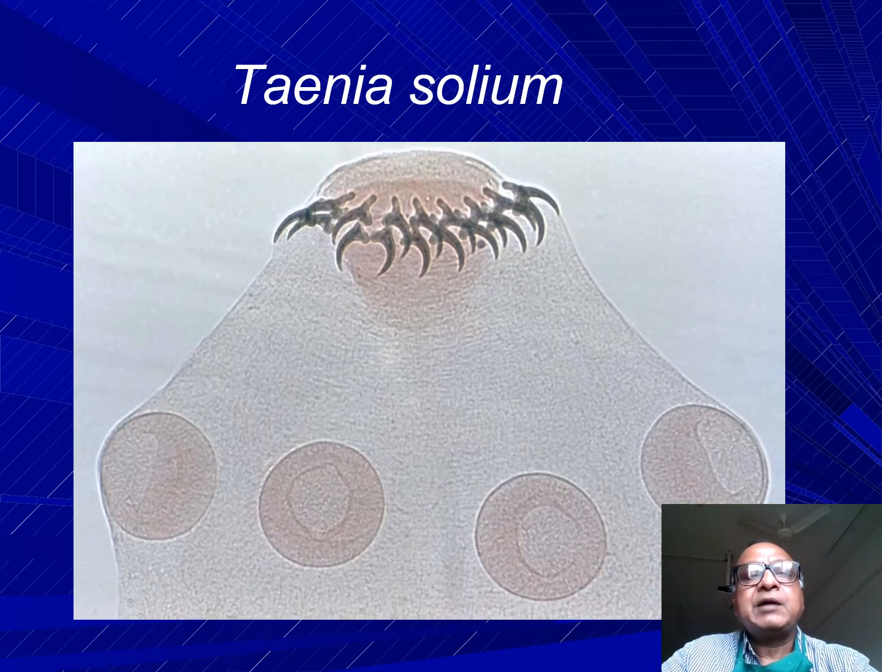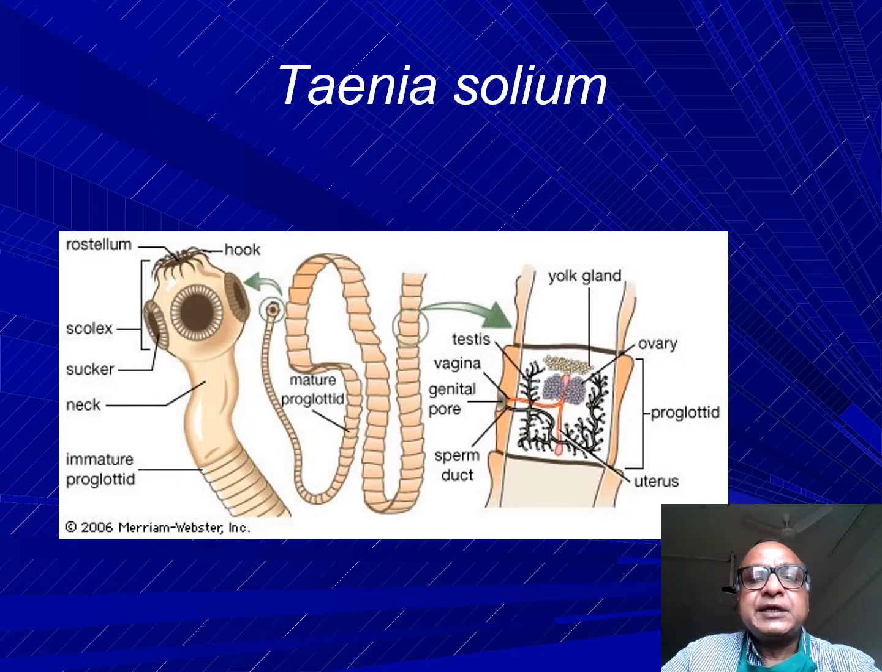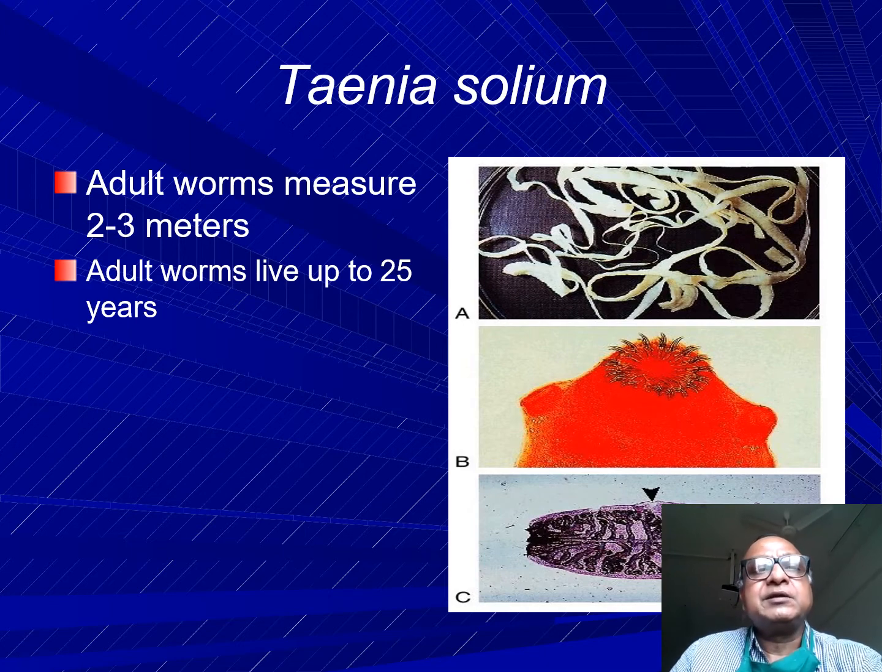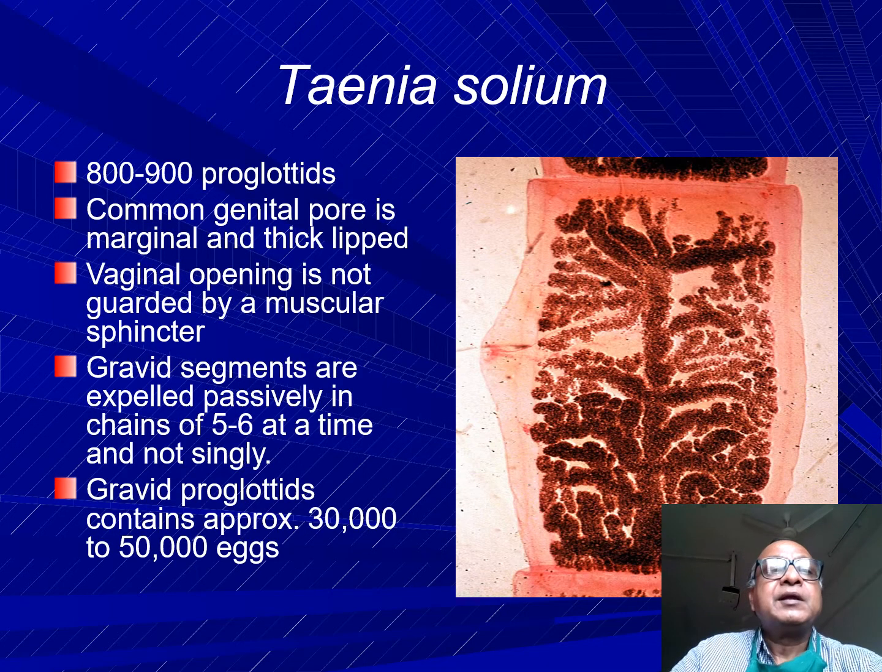A sketch diagram of the head of the Taenia solium. A detailed sketch diagram of the head and the structure of the proglottids. The adult worm, though it lives longer, is smaller in size, 2 to 3 meters in length, with fewer proglottids that are wider, and the branching of the uterus is also less in comparison to the saginata.